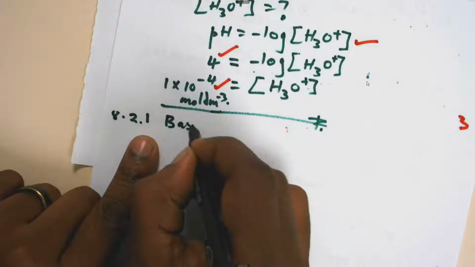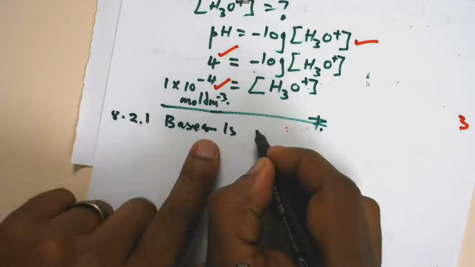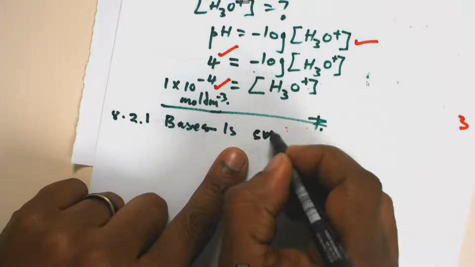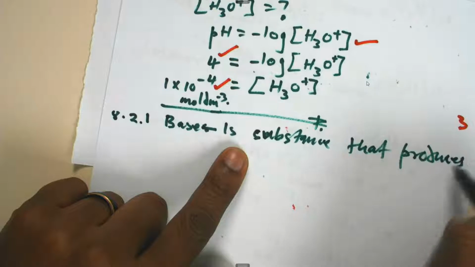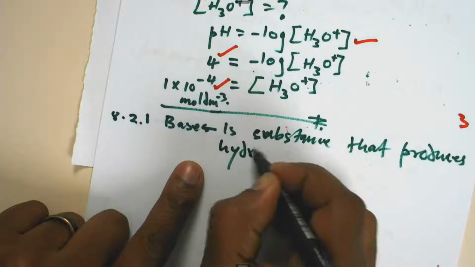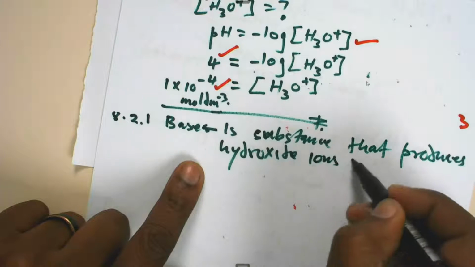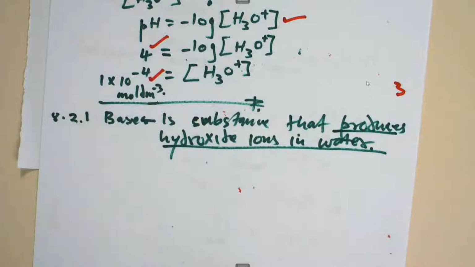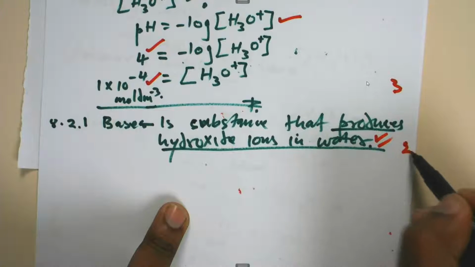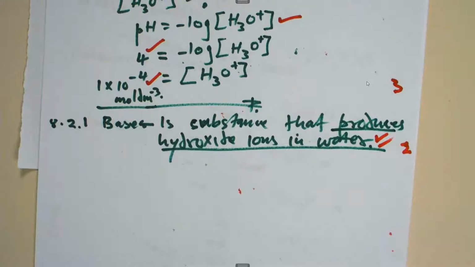A base according to Arrhenius theory is a substance that produces hydroxide ions in water. So the key words here are produces hydroxide ions in water, and then it will be 2 marks, and you'll get your 2. So this just shows how important your definitions are, because from the definitions it's easy to apply the principle. The definitions inform what's going to happen moving further down.